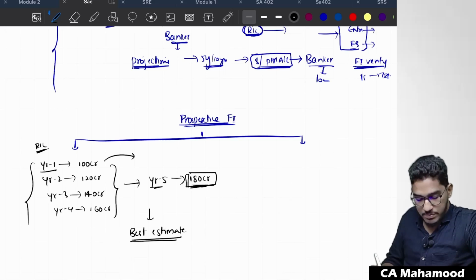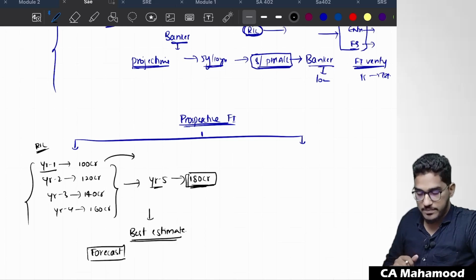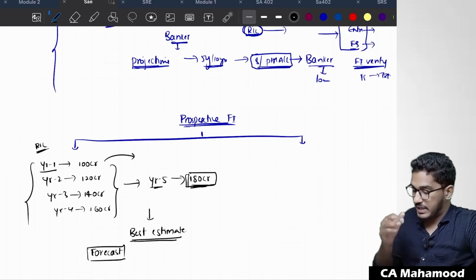This kind of prospective financial information, we are going to call it a forecast. Now I will tell you another story. I will tell you another kind of projection, another kind of prospective financial information.